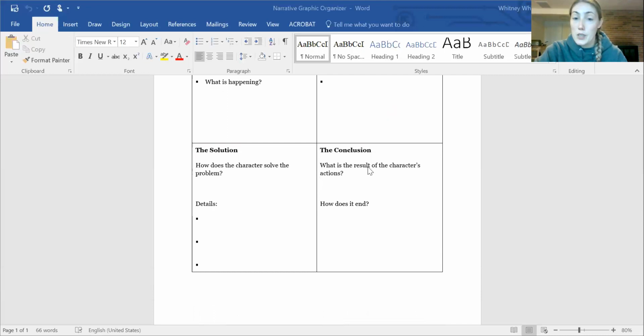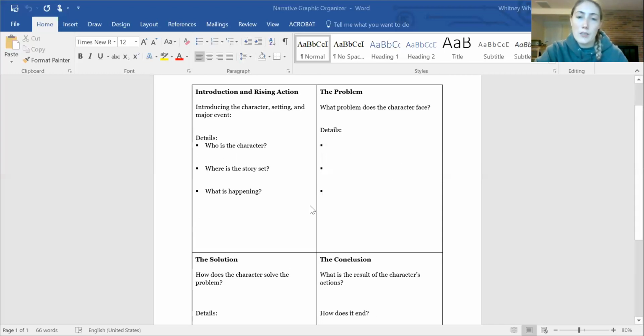Lastly, there's a conclusion. What is the result of the character's actions? So after they had this problem, how did they solve it? What was the result? How does the story end? So these four boxes kind of give you an idea of how to organize your writing for the narrative.